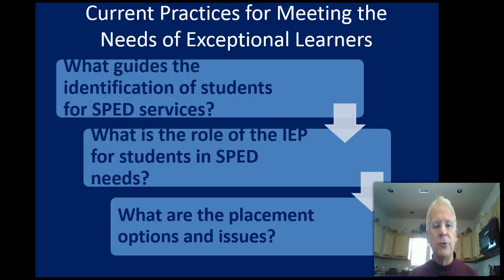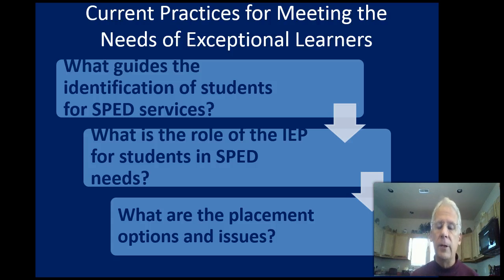I hope that helps you a little bit. Now, if we take a look at what we're going to be talking about in this chapter, here are some questions. What guides the identification of students for special ed services? In other words, how does a student get from point A to point B, from being at risk to receiving special ed services? What's the role of the IEP for students in special ed? And what are the placement options and issues?